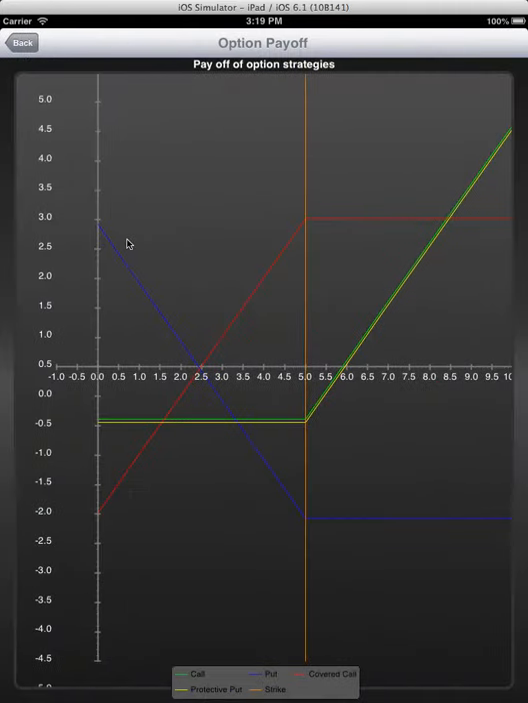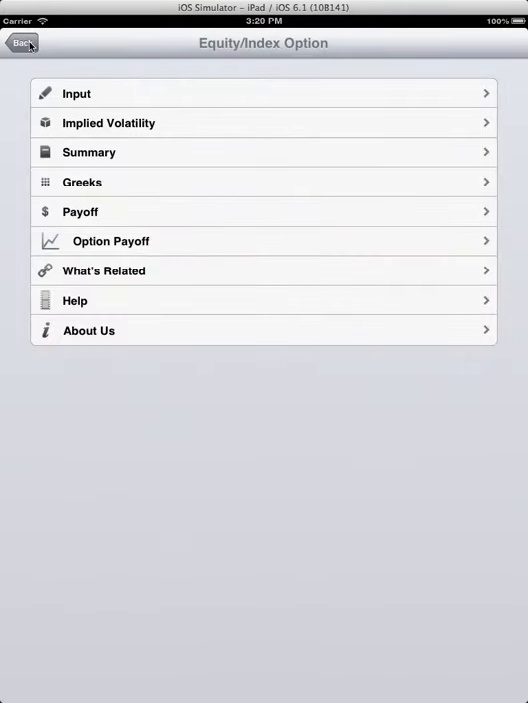Then the option payoff graph. These are the various strategies. There is a call, which is the green color. Then there is a put, blue color. Then there is a covered call, that's the red one here. And the protective put, the blue yellow line here, and this is the strike price. So that is the payoffs of the various option strategies.